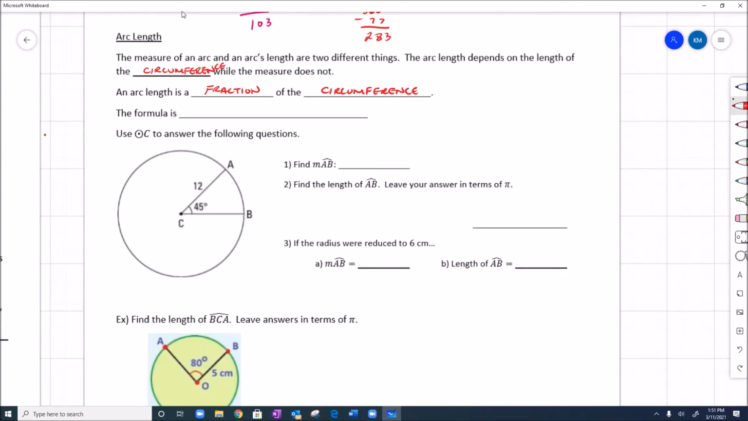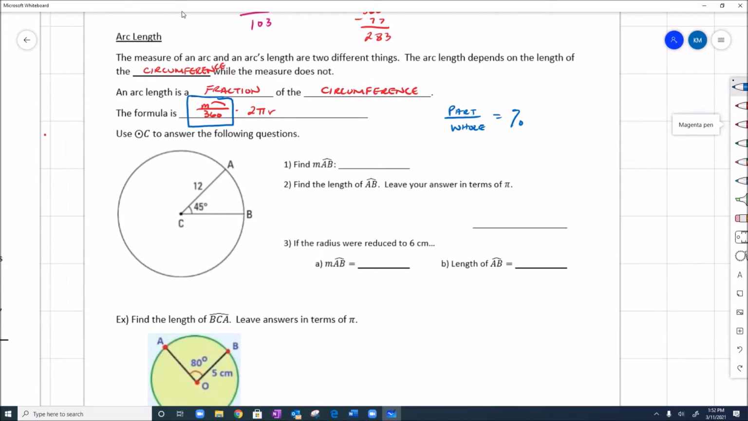Okay, so the formula that we're going to do is the measure of the arc over 360 times our circumference. And again, when we're talking about the measure of the arc over 360, we're saying part over whole. That's just giving us a percentage of the circle. What percent of the circle is this arc? Okay, so let's look at an example here.